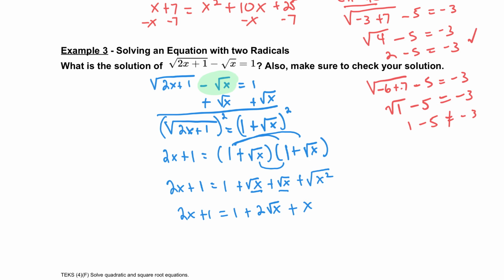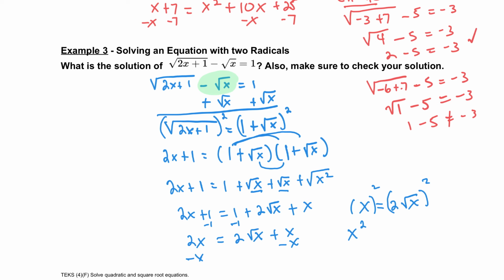So you notice the 1s here, I'm going to subtract the 1s. So we have 2x equals 2 square root of x. And you notice that we have an x over here. So we're going to subtract x. So let me go ahead and write it on this side. We have x equals 2 square root of x. And you're saying, well, I still have a square root. So what you're going to have to do, you're going to have to square both sides.